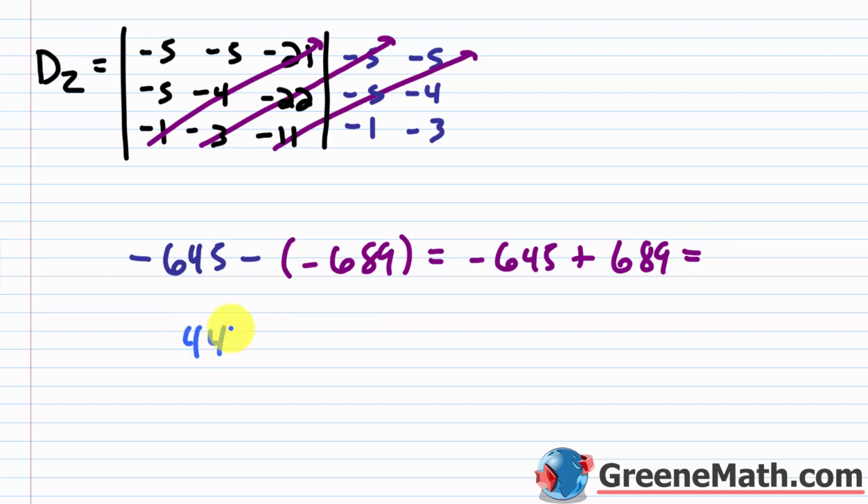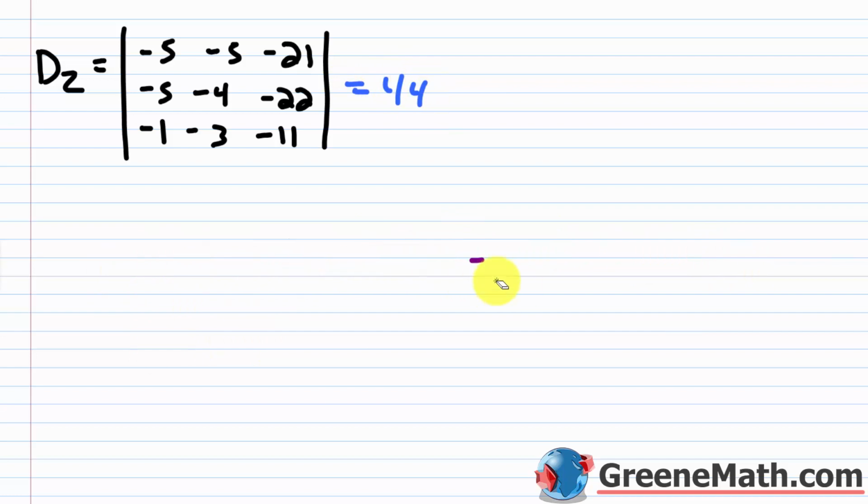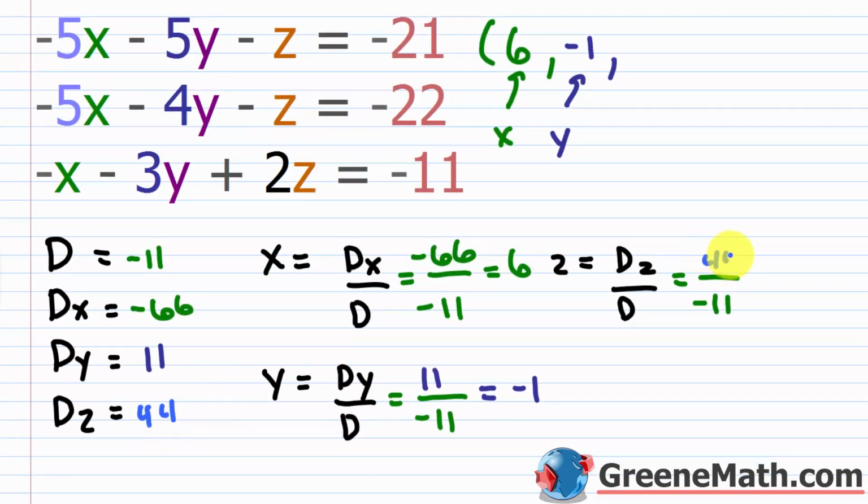So let's write that in. We'll just erase this. Okay, we'll say this value is 44. You can erase this. We don't need it anymore. And we can go back up now. We have our solution. So this is 44. So my solution here would be negative 4, right? So 44 over negative 11 is negative 4. So I'll just write a negative 4 in here for z, okay? And so my ordered triple here is 6, comma negative 1, comma negative 4. Again, x is 6, y is negative 1, z is negative 4.